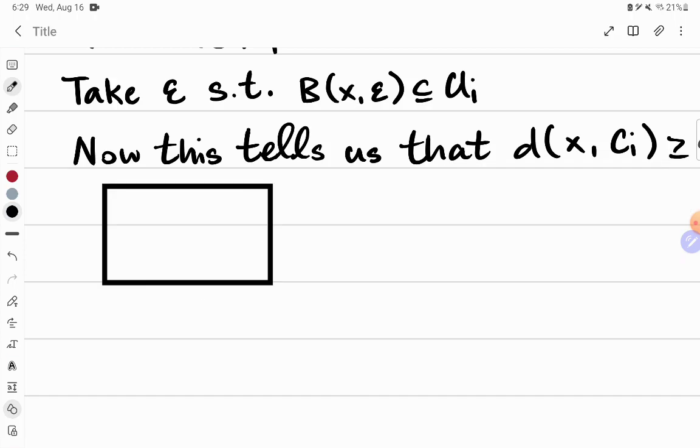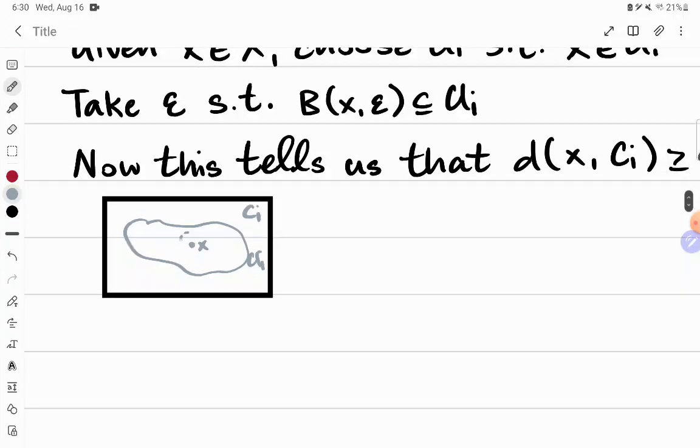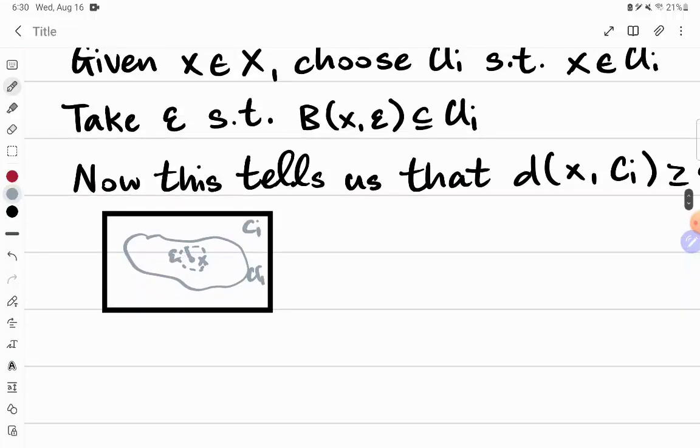Let's say this is our whole space X, and we have some open set, U_i, and then its complement is going to be C_i, which is closed. And we're looking at this point x in question. We've chosen this epsilon ball so that this is contained in U_i.